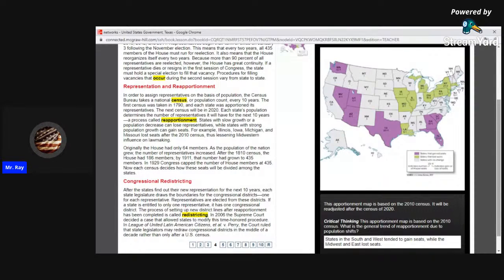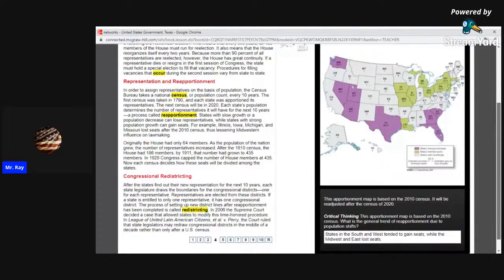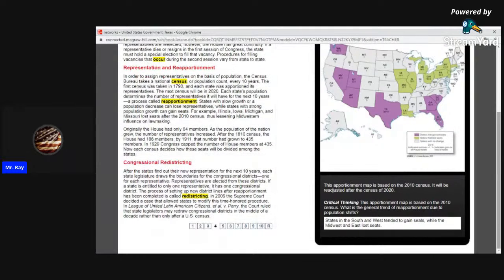And they give an example of how Illinois, Iowa, Michigan, and Missouri lost seats, okay, after the 2010 census. So the Midwest of America had a little bit less influence in the making of the law. So that's very important. And remember, there's that top number, 435. When the House began, there were only 64 members, but the population grew and grew and grew. Now we have 435, and you can't go more than this.